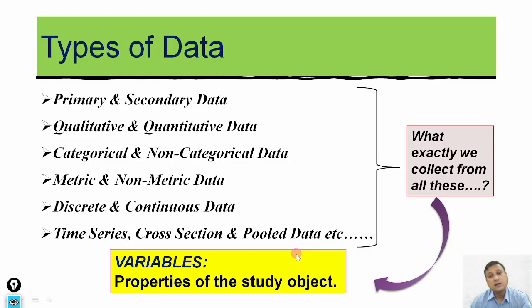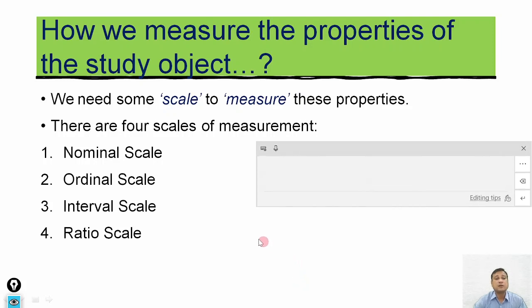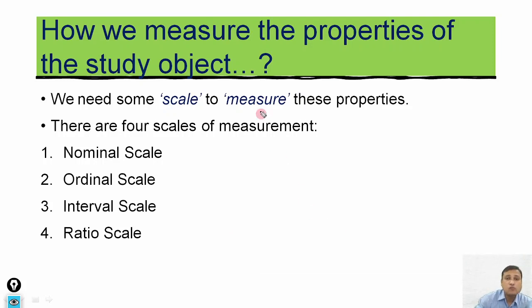Fine. All these data types collect only the variable. And what is variable? Variables are nothing but the properties of the study object. Then the question comes, how do we measure the properties of the study object? So we need some scale to measure these properties.